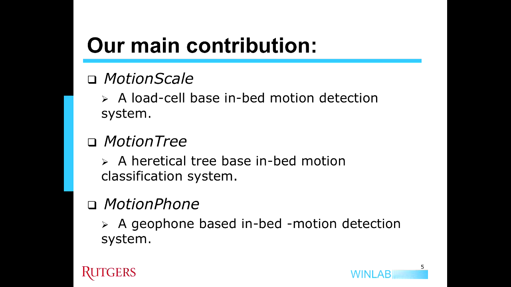The second contribution we call motion tree. It is basically a kind of machine learning system that classifies every motion, every movement on the bed, into classes that I will explain. So we have 9 classes for motion. And we propose another system for detecting motion using another sensor. We call it Geophone. Geophone is very sensitive to any vibration or any shaking, so we're trying to detect motion using this sensor also.